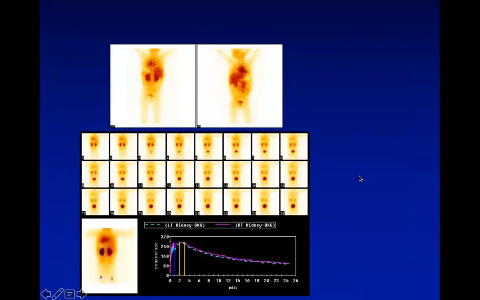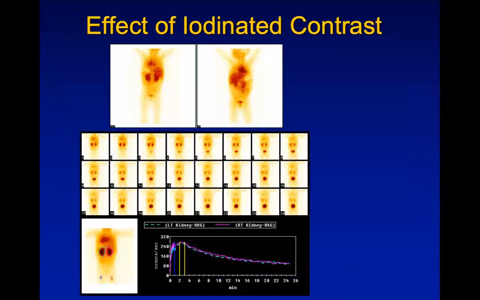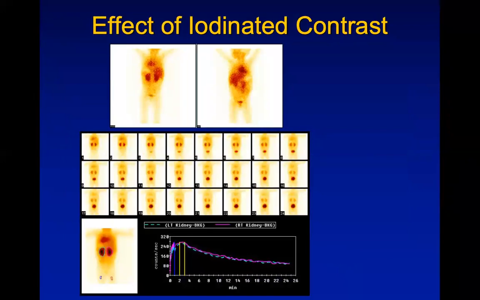Now, as I said earlier, the importance of taking a history for contrast administration. This is a patient where a DMSA scan was done on the day following a contrast study, a contrast IVP. As you can see, there is high background activity, which would be mistaken for impaired renal cortical function. But when you do the DTPA scan after 7 days, you see pretty good renal function with a normal renogram curve. So that's the time it takes for the contrast to clear out from the system.